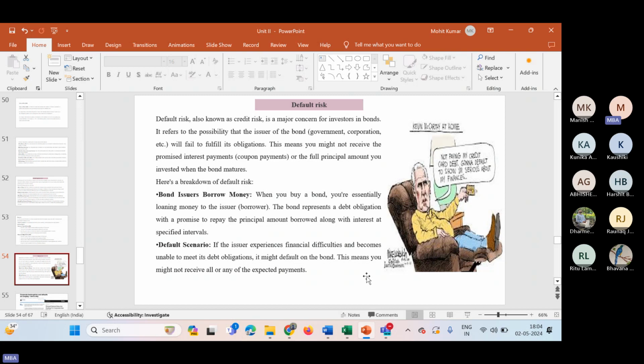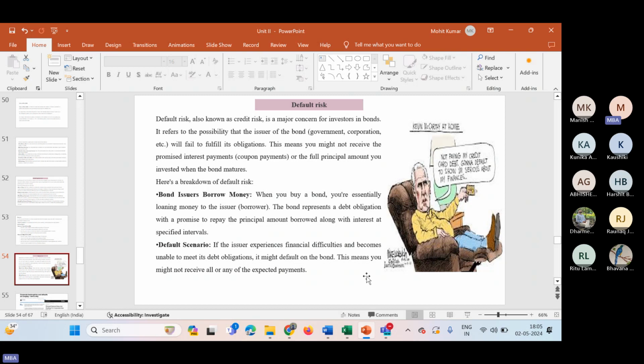Just remember this. Okay. Here's the breakdown of default risk. First, bond issuers borrow money. Meaning when you buy a bond, you are essentially lending money to the person who is borrowing. The bond represents a debt obligation with a promise to repay the principal amount borrowed along with interest at specified intervals. Definitely, they make this promise. But what will happen if the issuer experiences financial difficulties due to multiple reasons and becomes unable to meet its debt obligation? It might default on the bonds. This means you might not recover all or any of the expected payments. This becomes the default scenario.